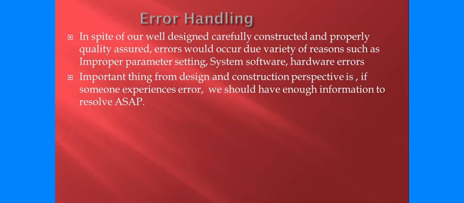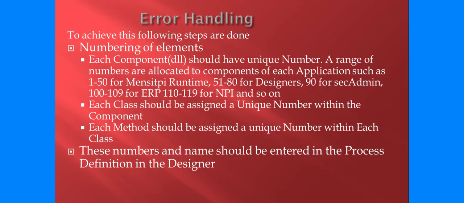In spite of our well-designed, carefully constructed and properly quality assured systems, errors would occur due to a variety of reasons such as improper parameter setting, system software, hardware errors. The important thing from design and construction perspective is, if someone experiences an error, we should have enough information to resolve it. To achieve this, the following steps are done.